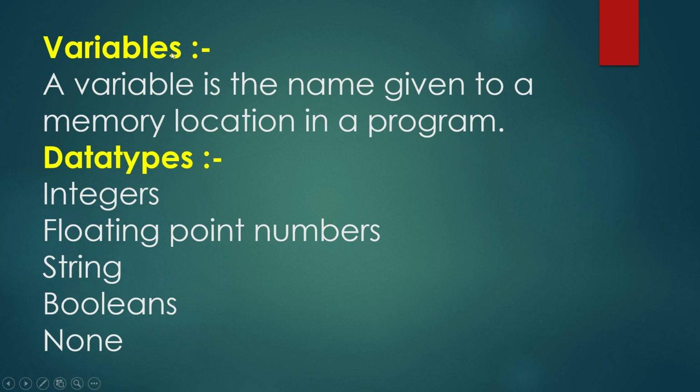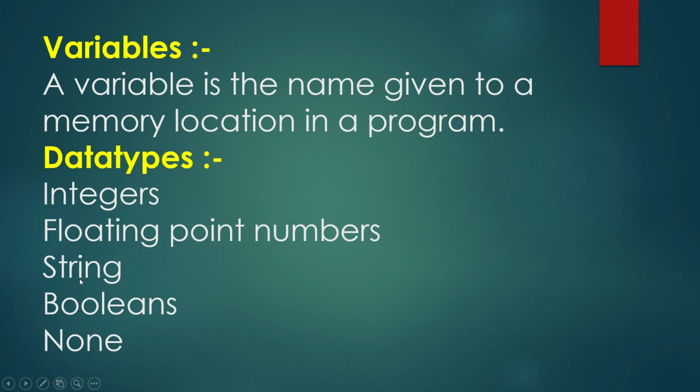Now coming to the next part, that is variables. A variable is the name given to a memory location in a program, and a variable can store different types of values. The different types of values are stored as data types. The first one is integers. Integers store values in the form of positive, negative, including 0. The second option is floating point number. In this, we store values which hold a decimal.